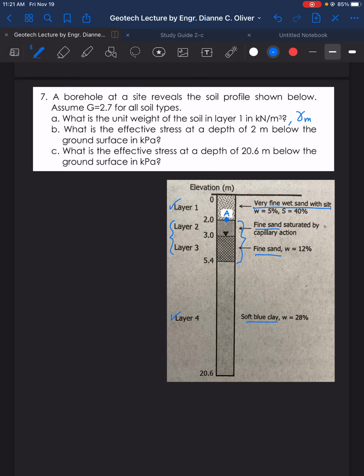Next, letter C. What is the effective stress? So, let's put here what is the effective stress, P effective. C. What is the effective stress at a depth of 20.6 meters below the ground surface? So, that is from this ground surface here downward. So, we're looking for the P effective of this point here. Let's name that as point B.